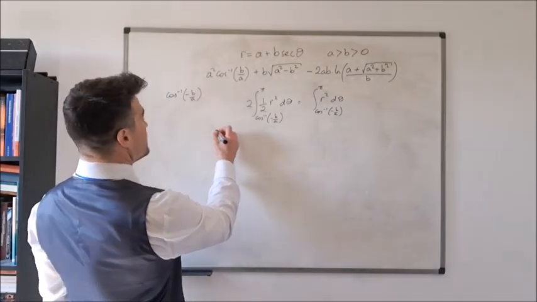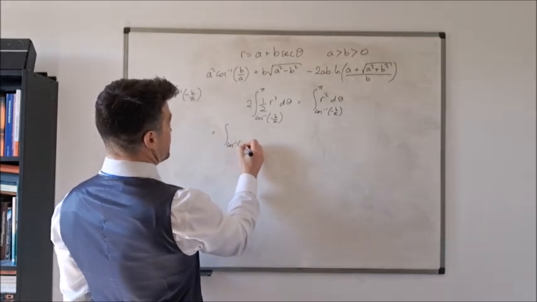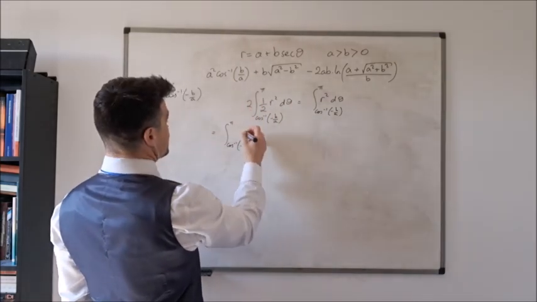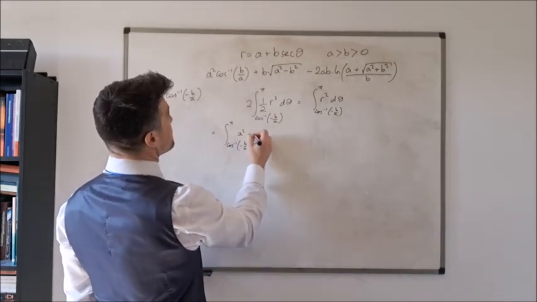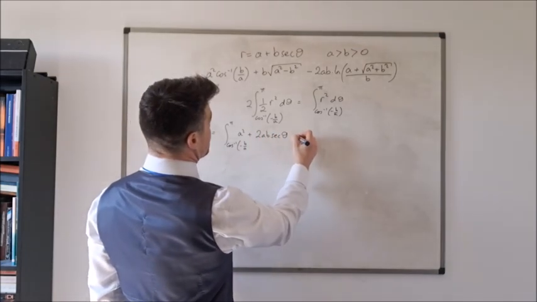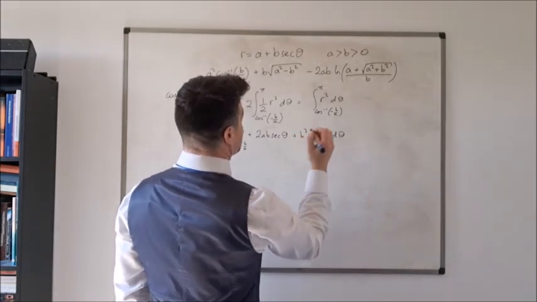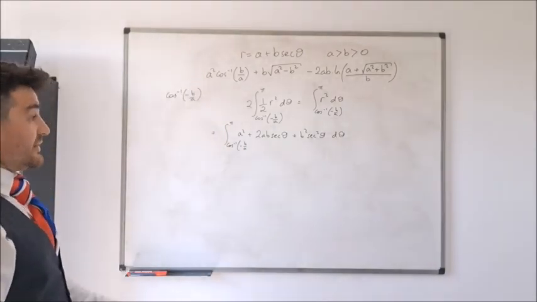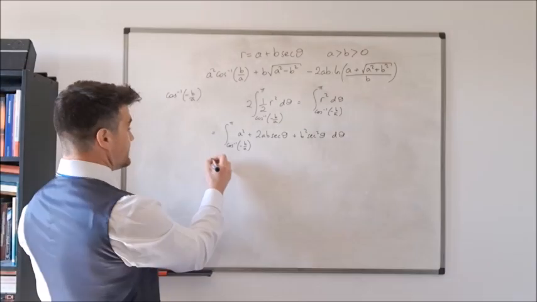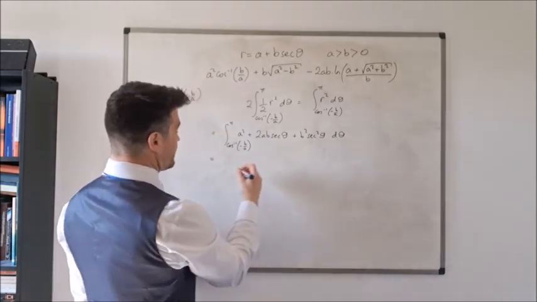Okay, so this is equal to the integral from inverse cos minus b over a to pi of r squared, which is a plus b sec theta all squared, which is going to be a squared plus twice ab sec theta plus b squared sec squared theta d theta. This is just a fairly routine integral at this stage, in all honesty. There's nothing particularly difficult about what's going on here. So what do we get? Remember, we're integrating with respect to theta here.